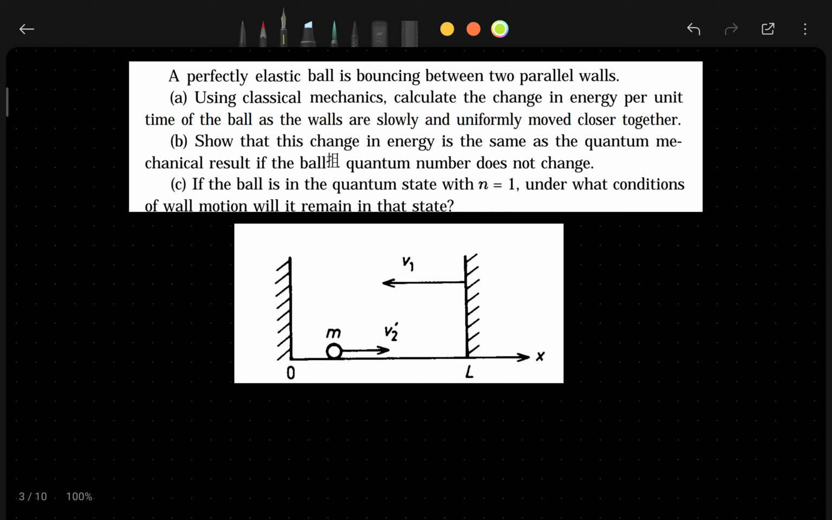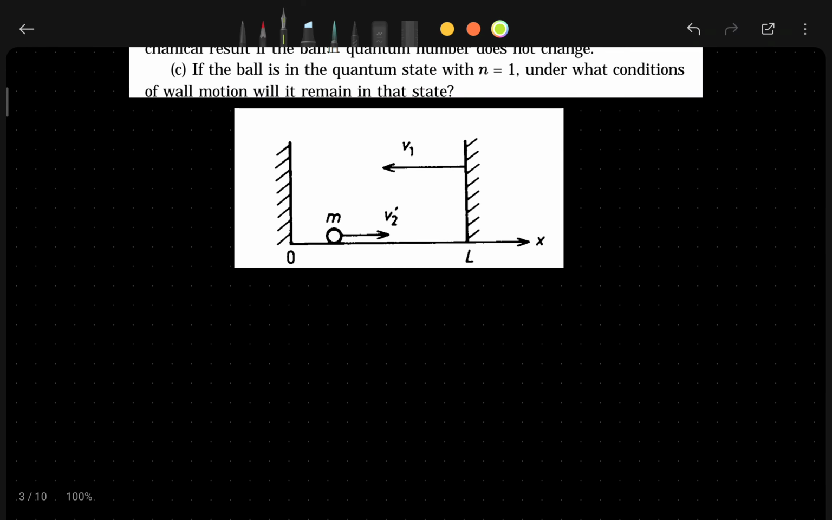Using classical mechanics, calculate the change in the energy per unit time of a ball as the walls are slowly, uniformly moved closer together, so that the change of the ball is the same as the quantum mechanical result: the ball's quantum number does not change. If the ball is in the quantum state n equal to 1, under the condition of wall motion it remains in its state.